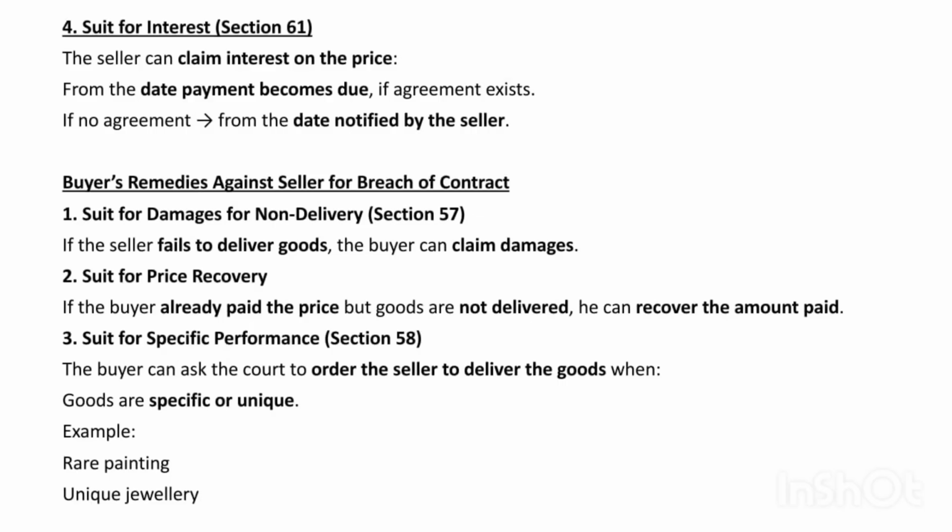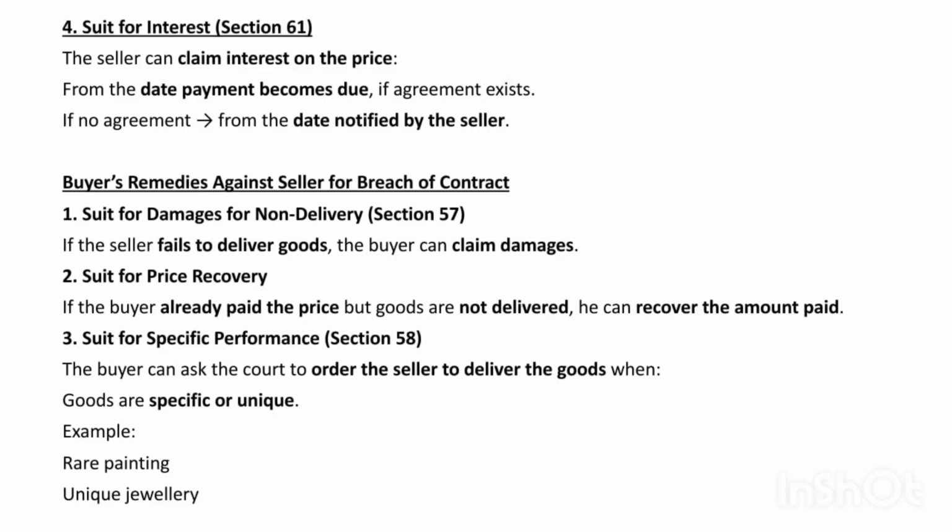Now let's move on to the next topic, that is buyer's remedies against seller for breach of contract. So here, when the seller defaults, the buyer is not helpless. The buyer has three main remedies: suit for damages for non-delivery. That is, if the seller fails to deliver goods, the buyer can claim damages.